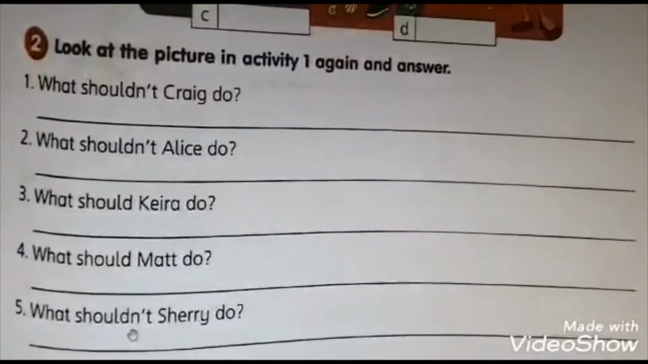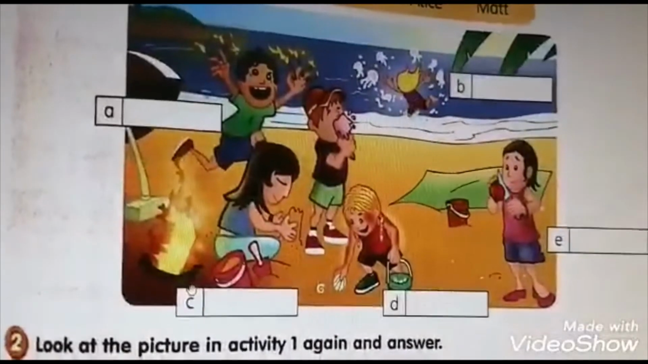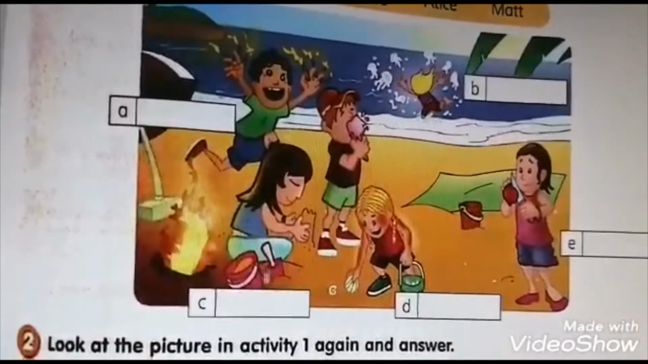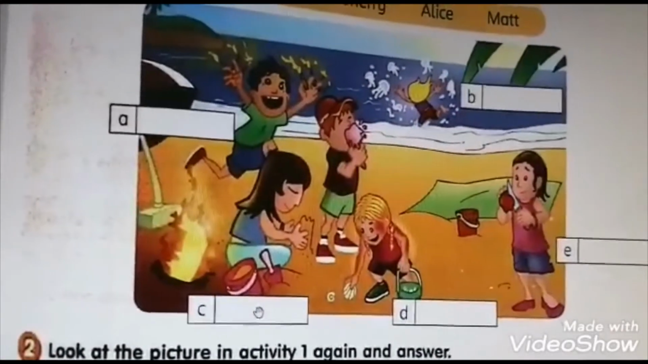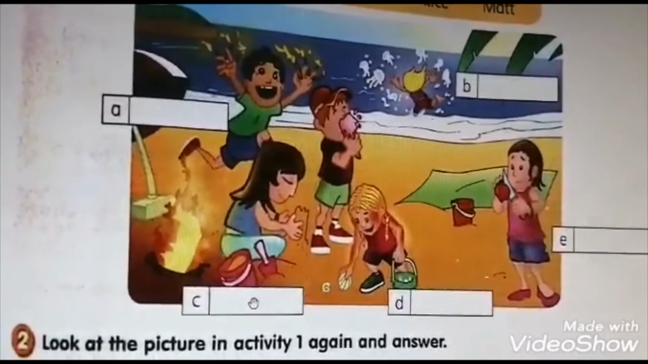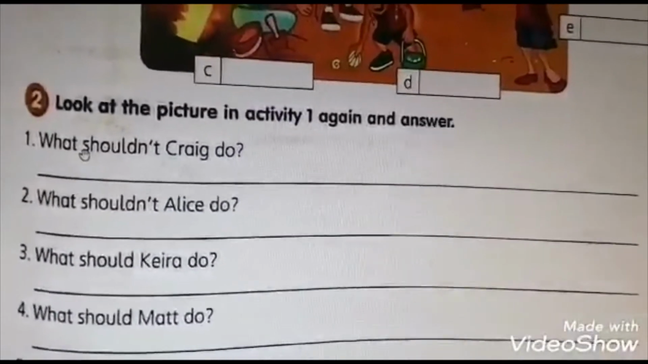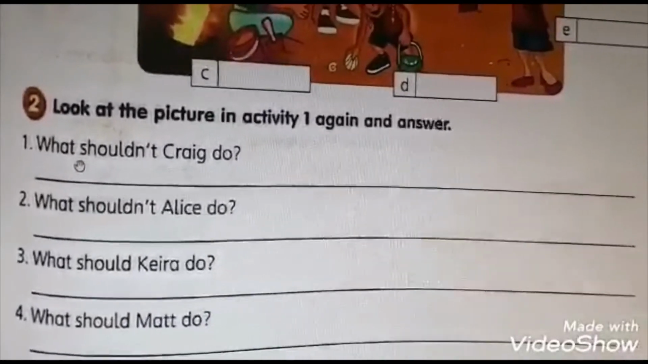Number 5, what shouldn't Sherry do? Where is Sherry? C, the girl next to the fire is Sherry. So Sherry shouldn't sit close to the fire. I hope you understood this activity. Please pause the video if you have any difficulty and you have to write the answers.